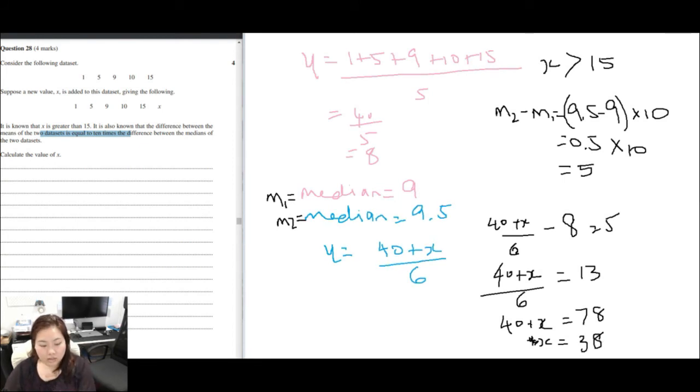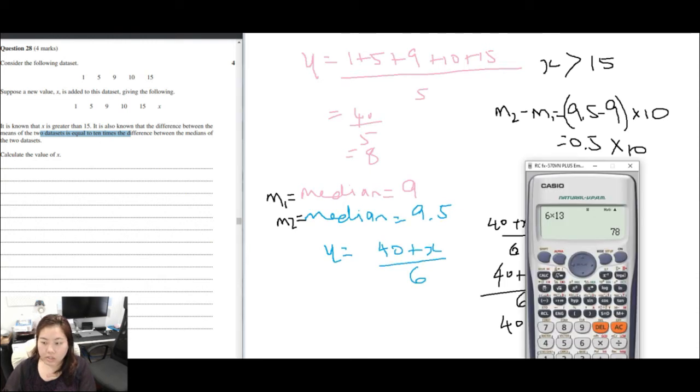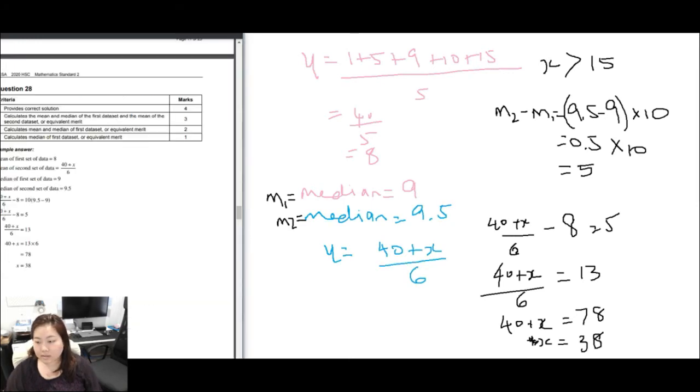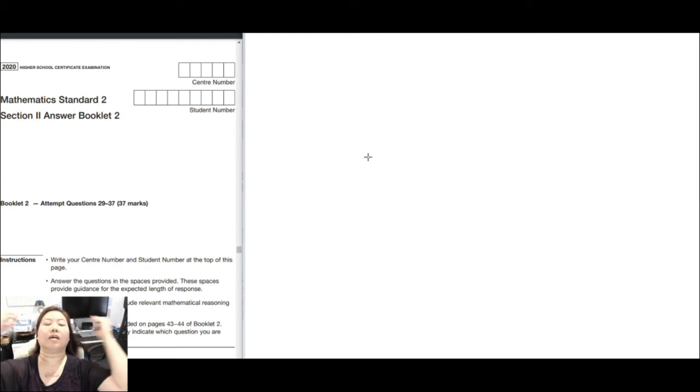38. Let me just quickly check. 38 plus 15 plus 10 plus 9 plus 5 plus 1 divided by 6 is 13. 13 minus 8 is 5, which is 10 times. Yeah, I'm happy with that answer. Calculate the value of x. We have done that. I say it's 38. Yeah. Oh, okay, up to section 2. My hand is cramping like crazy, but I will go on because I just want to get this done.